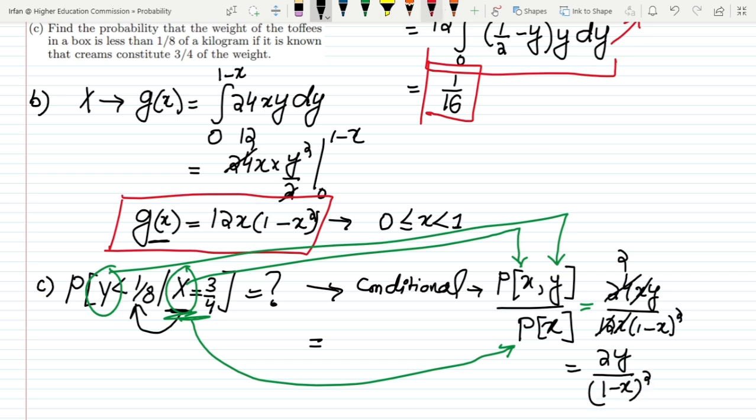So that is the formula for the conditional probability which is given here, and here we have to consider the ranges of x and y as well.